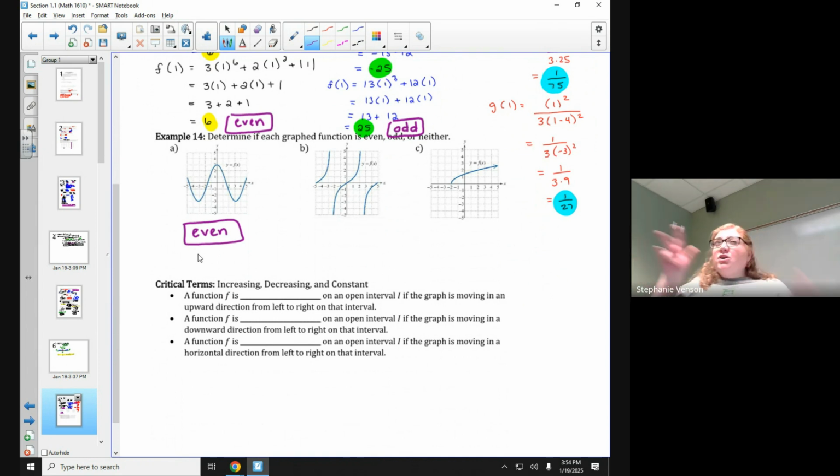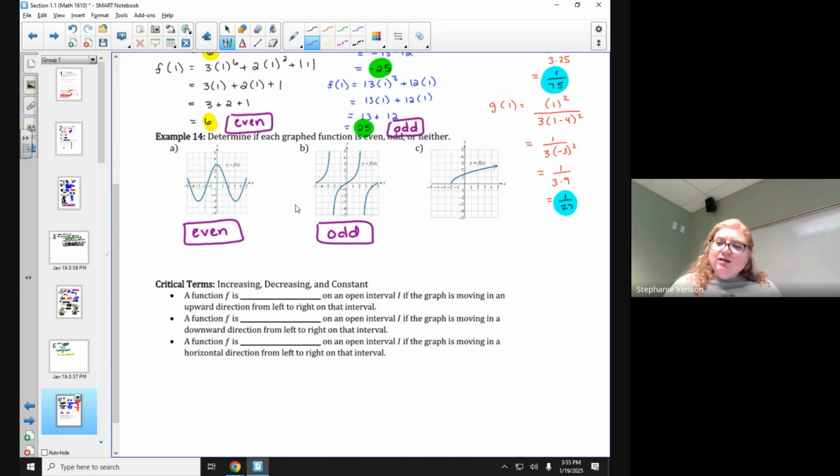Okay, so even functions have symmetry to the y-axis. Odd functions are a little harder to see, but you'll recognize them eventually. Odd functions have symmetry to the origin. That means that if you take the bottom portion and rotate it 180 degrees, you get the top portion, or vice versa. So think about this curve right here, this one that I'm rolling over with my cursor. If I rotated it 180 degrees, I'd get the bottom piece. Similarly, if I took this piece and I rotated it 180 degrees, I'd get this piece. So part B has what we call symmetry with respect to the origin. That means that it's an odd function.